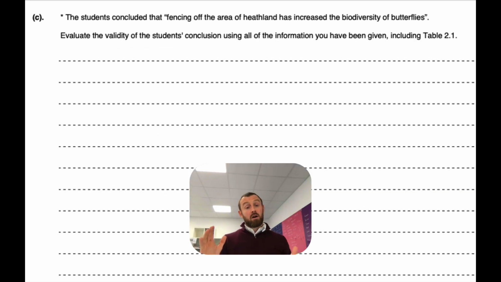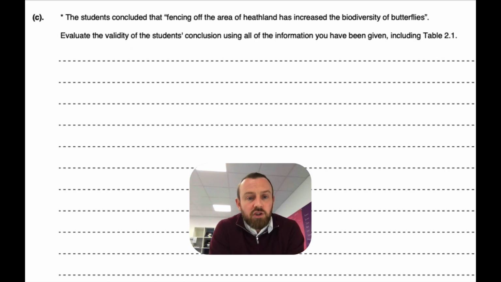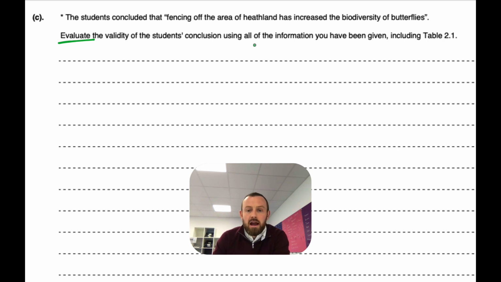All right, here's a 6 marker. The student concluded that fencing off the area of heathland has increased the biodiversity of butterflies. Evaluate the validity of the student's conclusion using all the information you've been given, including table 2.1. Okay, so I guess the key phrases that jump out are evaluate and all of the information.